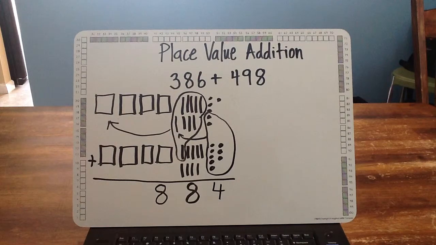So this again is a place value addition with two 3-digit numbers that each has to regroup a number from the 1s to the 10s and from the 10s to the hundreds.